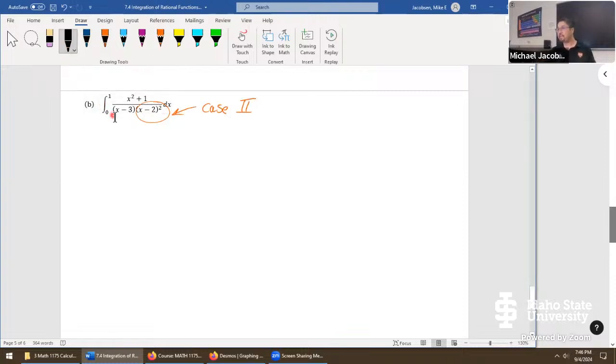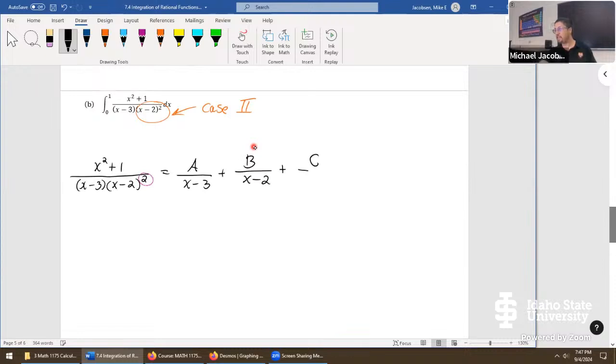Starts off as before. I'm going to ignore the integral and just focus on the decomposition first. x squared plus 1 divided by... This problem is nicer because the denominator is already factored. So let's just write in x minus 3, x minus 2 to the power of 2. That right there, again, is what makes it case 2. So we go A over x minus 3. And any volunteers for what the last two terms should look like? B over x minus 2, then C over x minus 2 squared. Yep, absolutely. Thanks for those.